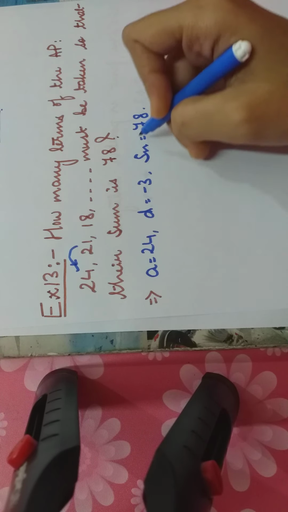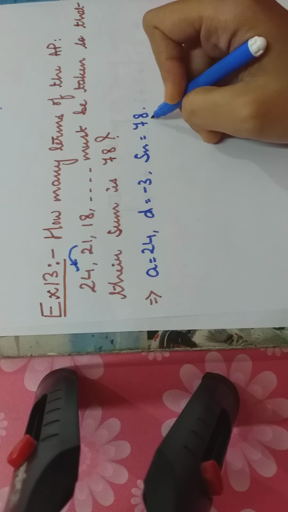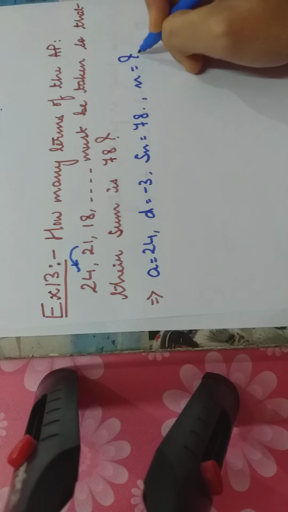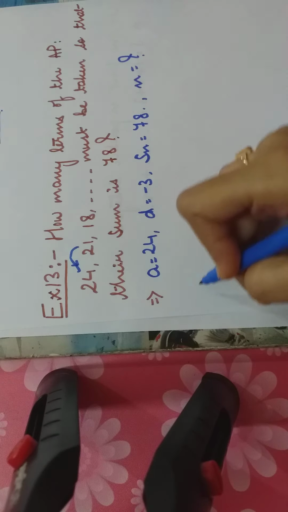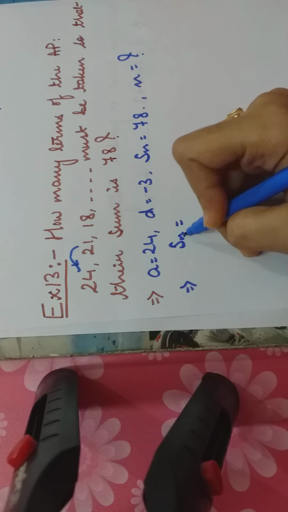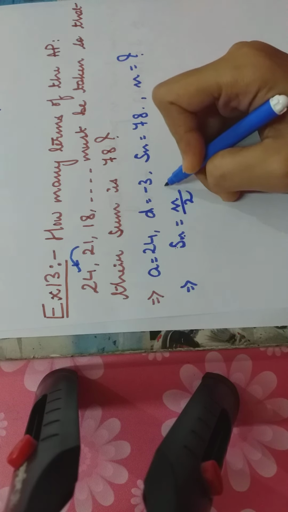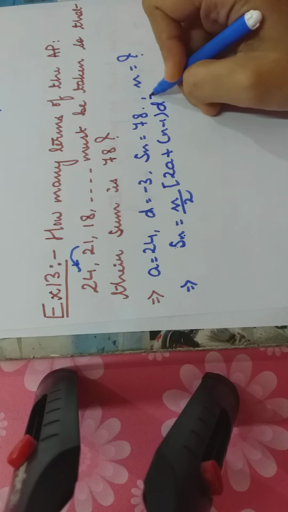The question is saying that you have to find the value of n, and the sum is given as 78. How many total terms of that AP should you take so that you get the sum as 78, okay. So just use the formula of Sn for finding the sum of n terms of an AP. The formula is Sn equals n by 2 into 2a plus n minus 1 into D, okay.